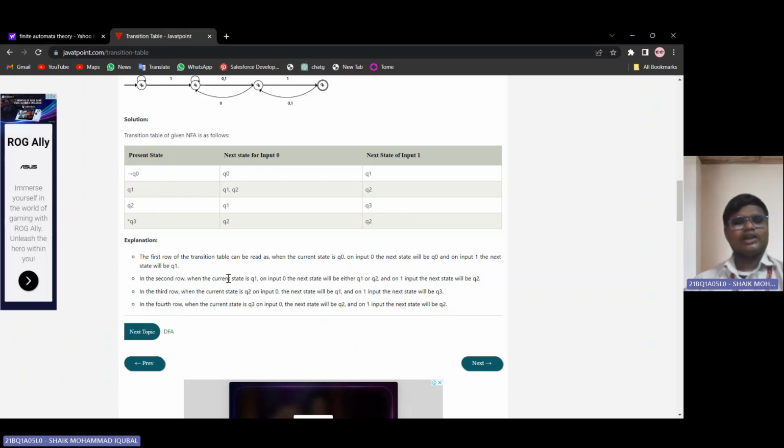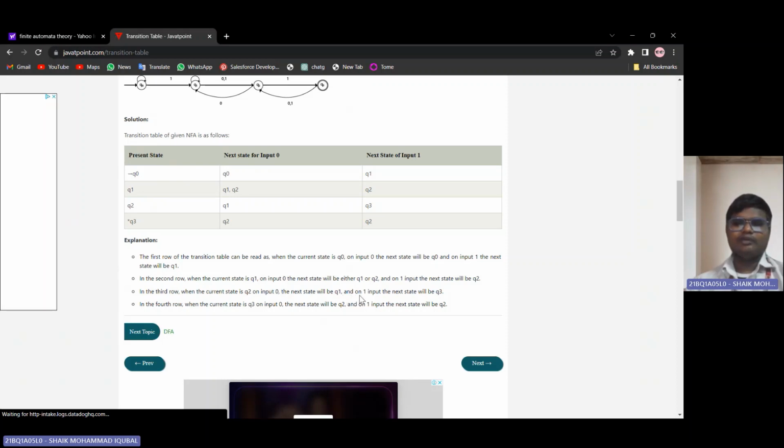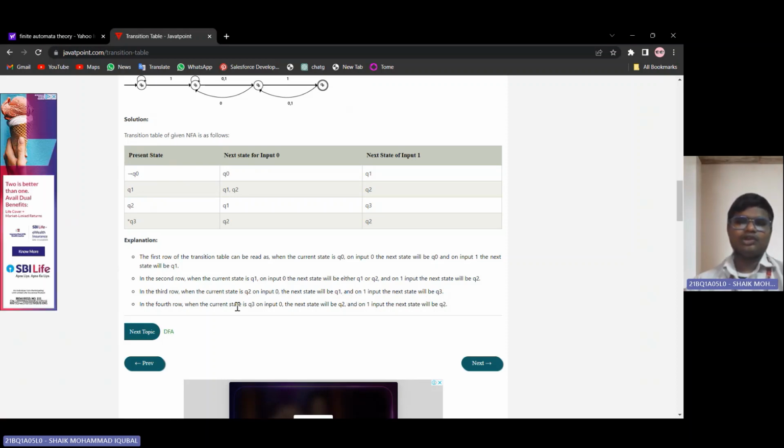In the second row, when the current state is Q1 on input 0, the next state will be either Q1 or Q2, and on input 1, the next state will be Q2. In the third row, when the current state is Q2 on input 0, the next state will be Q1, and on input 1, the next state will be Q3. In the fourth row, when the current state is Q3 on input 0, the next state will be Q2, and on input 1, the next state will be Q2.